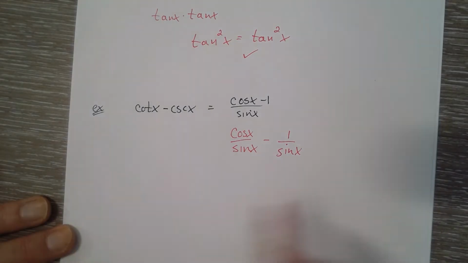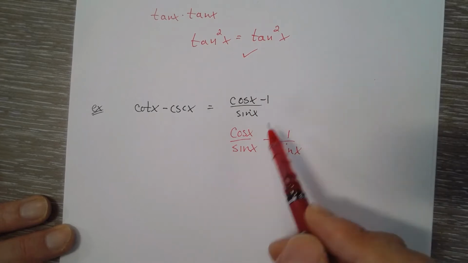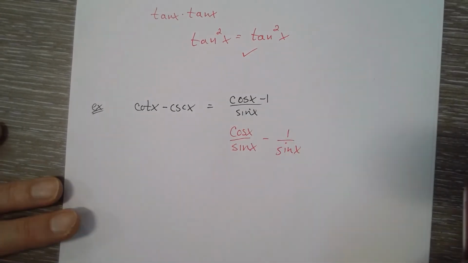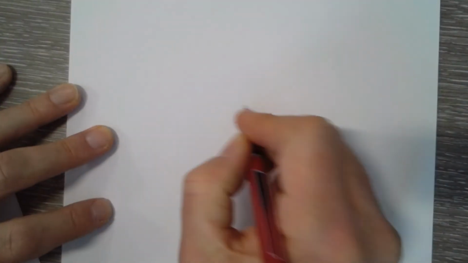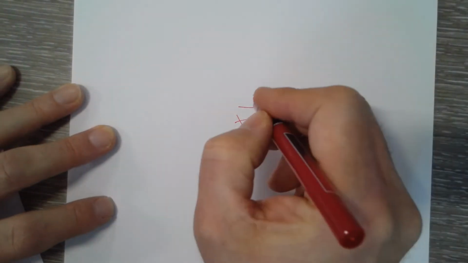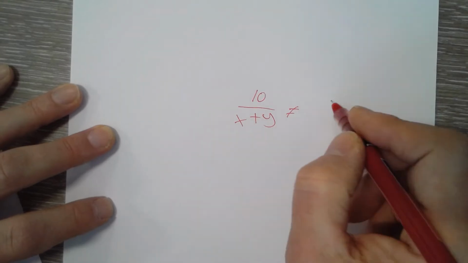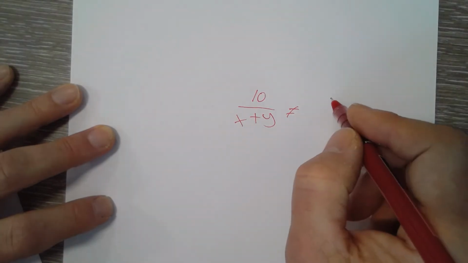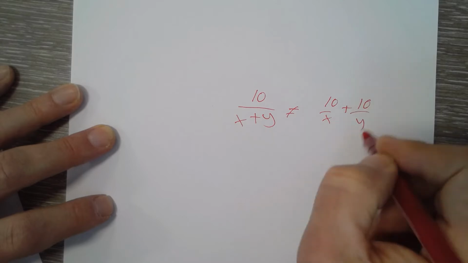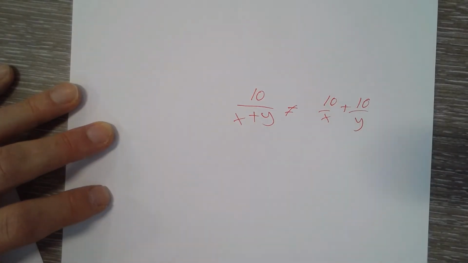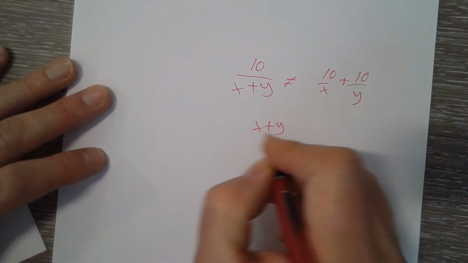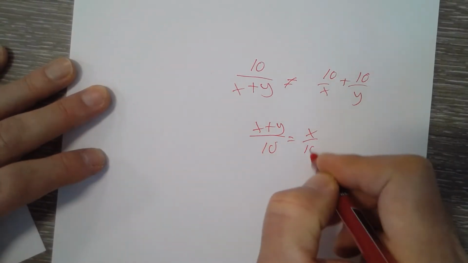If you have 2 on top and 1 on the bottom, you can always separate the two into two different fractions. You cannot do it if you have 2 on the bottom. So if I have x plus y on the bottom and I have 10 on top, you can't say that's 10 over x plus 10 over y. That's not a thing. If you have 2 on the bottom, that's no good. If you have 2 on top, then you can separate x plus y over 10. That is equal to x over 10 plus y over 10. That's a good thing.